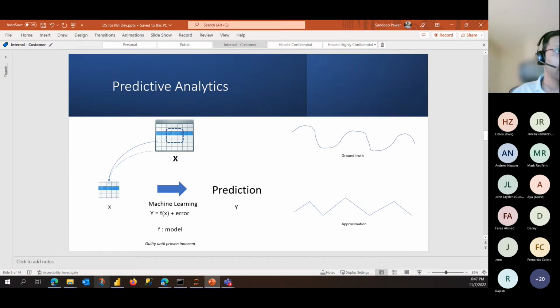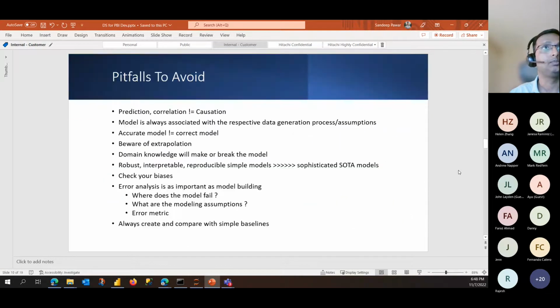If that data changes, then your model is also going to change. And what you have to keep in mind is that the model is always guilty until proven innocent, because the model is always going to be wrong. Our goal is to make sure that the model is good enough that it represents what the true data looks like overall. So if you think of this as some sort of ground truth, a function like this, my model is going to be an approximation of what that actual thing looks like.